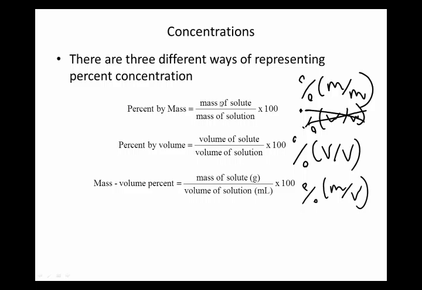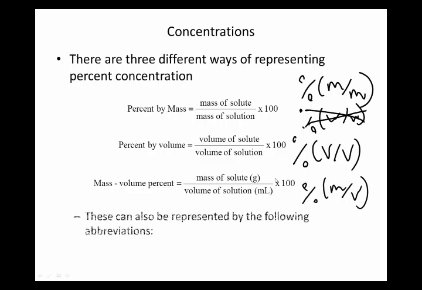But when we do mass volume, there's no direct comparison. You can't say they have to be in the same units because the units of mass and volume aren't the same thing at all. So you have to specify. Mass volume percent is the only one that's specified, and it's grams and milliliters, right? Now, if you had kilograms and liters, you'd get the same thing. But for the baseline, grams and milliliters are the units we're using. Okay. It's represented by the following abbreviations, which I had down here.